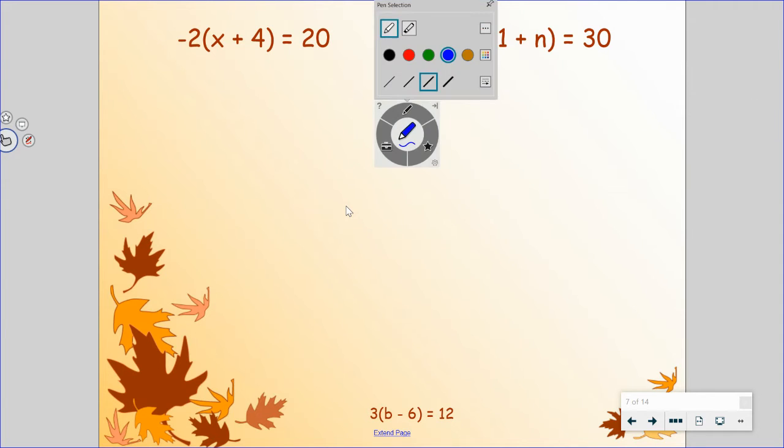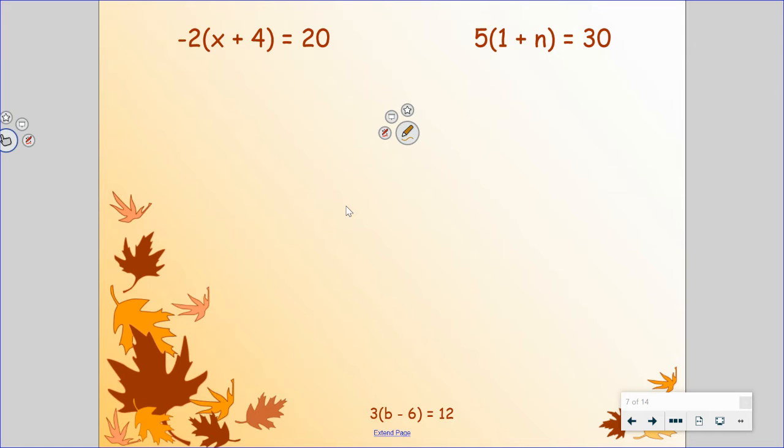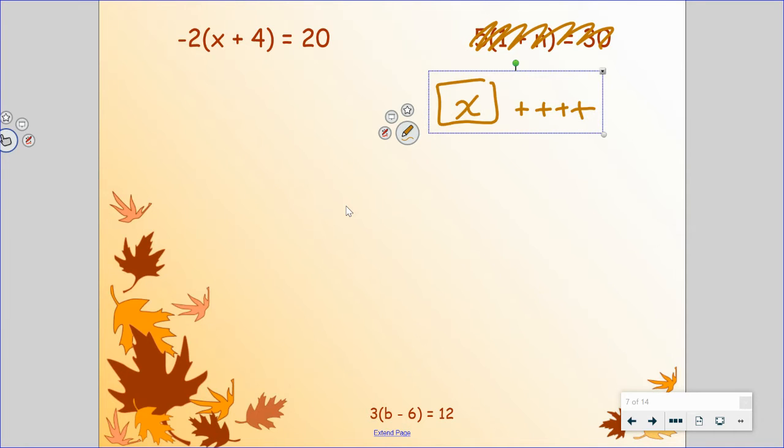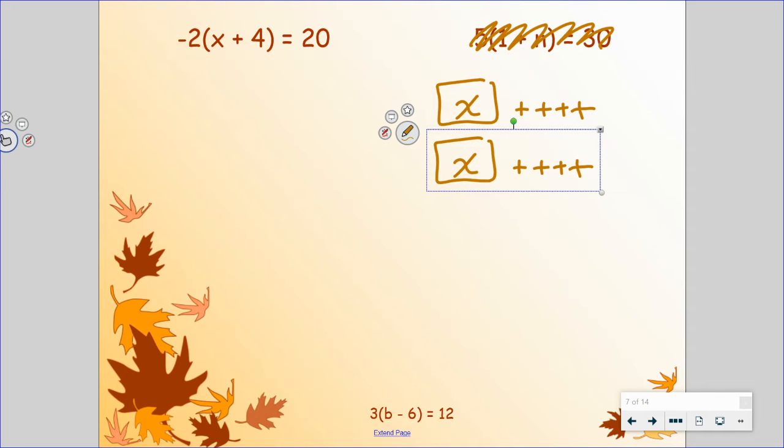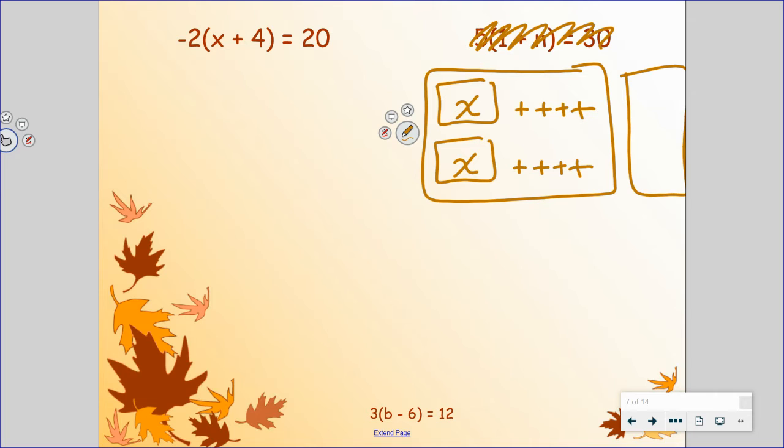First, I'm going to start on the left. And if you need to, you can always, 1, 2, 3, 4, and we have 2 groups of that. You can always make a model. That's one side of the equation. On the other side of the equation, we'd have 20.